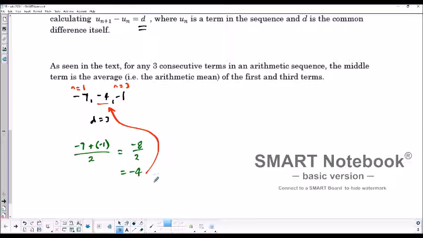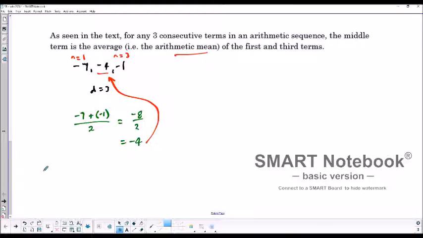So the middle term of any 3 consecutive terms is, at least in this case, and probably for all other cases because it is an arithmetic sequence, right in the middle between the 2 outside terms, the first and third. Therefore, it has to be arithmetically the average or the mean of those 2 terms.